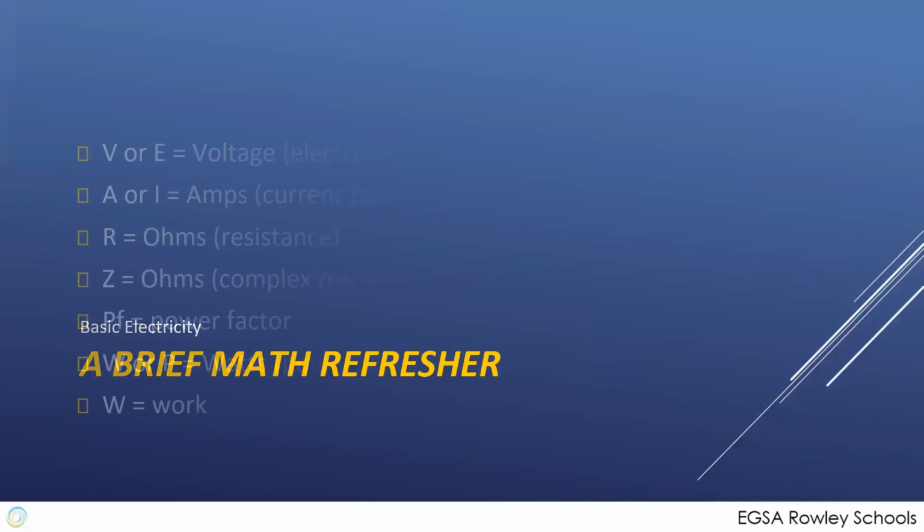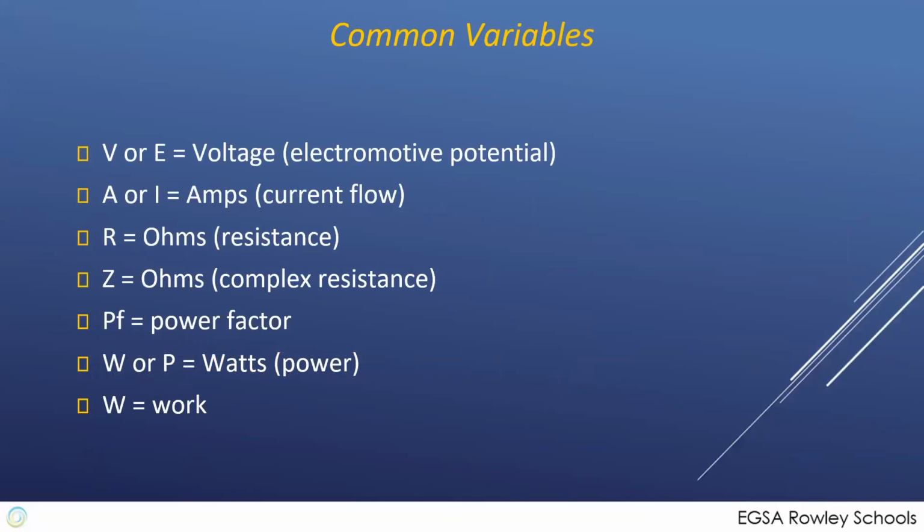So, brief math refresher. Biggest problem we got is that variables are inconsistent. You know that it's going to be V or E for voltage, A or I for amps. Usually we're consistent on R for ohms resistance, but then we got complex resistance also, which is Z, power factor, PF. Then we've got watts, either shown as W or P, which can be confusing because if we're also talking about work, we're using W for work.